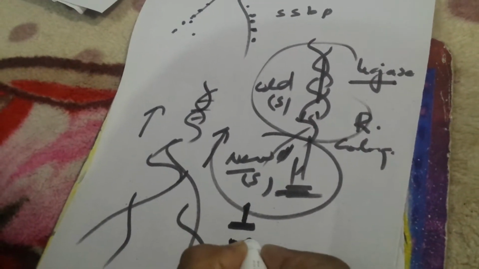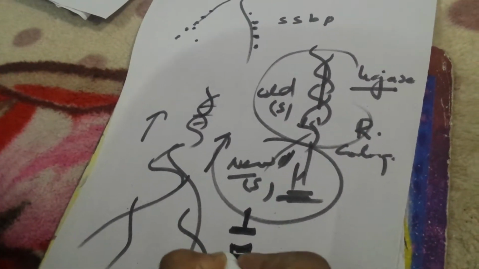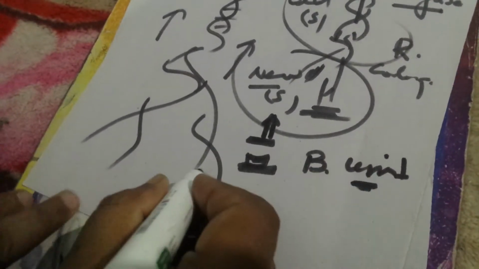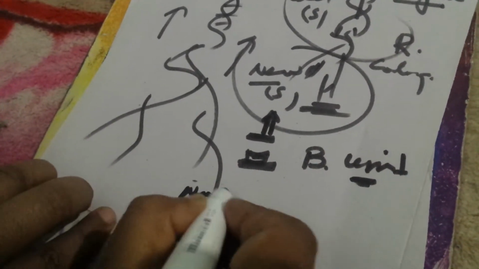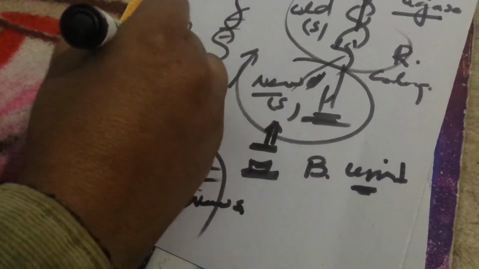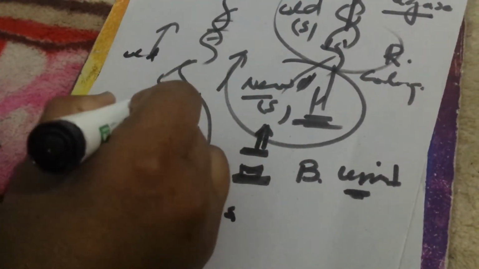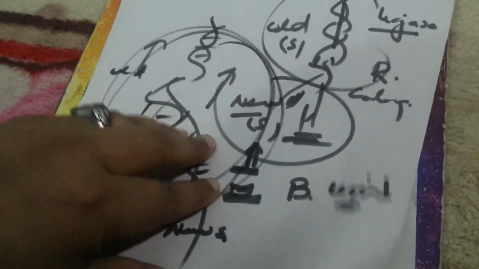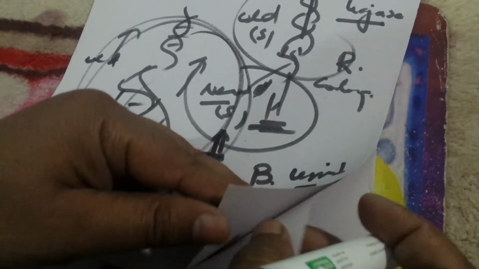What sort of things are going to be needed? This is a building unit. This is very important. These are going to be the new strands. How will these new strands form? Of course, the enzyme has to play a very crucial role. Let me proceed further.